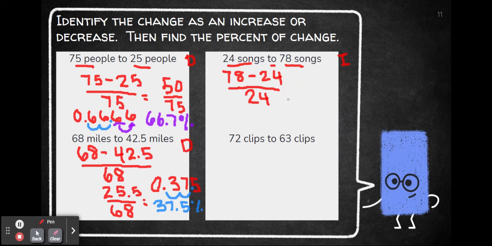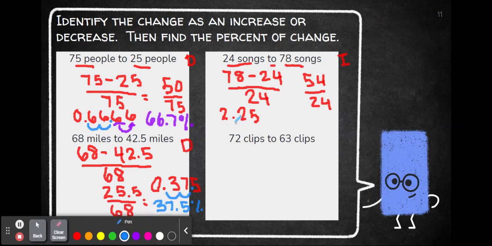78 minus 24 is 54. 54 will then be divided by 24. The amount that you got should be 2.25. In order to change this to a percent, we'll move the decimal to the right twice, which gives us a percentage increase of 225%. And for our last example, 72 clips to 63 clips. The amount of clips went down, so this would be a decrease again.